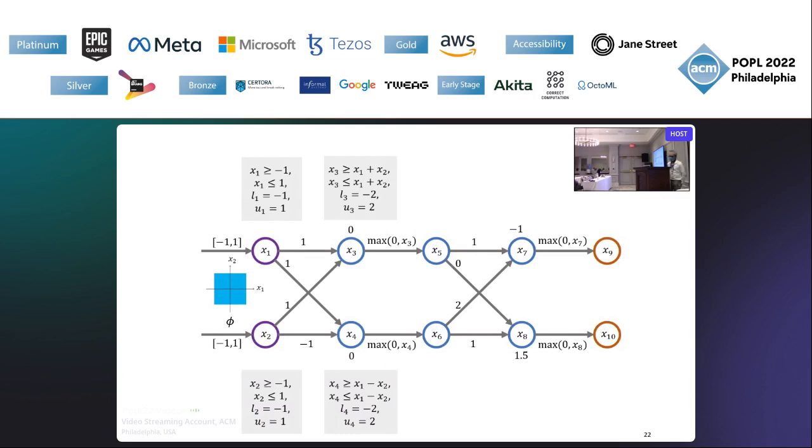But the neurons in general can have more linear relationships between them, and we cannot express it in.